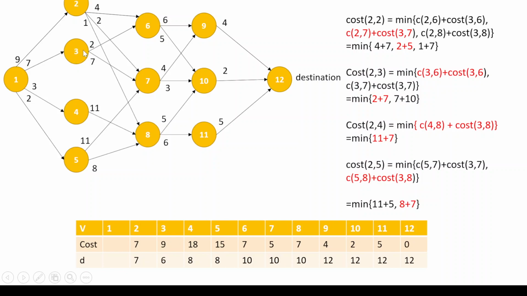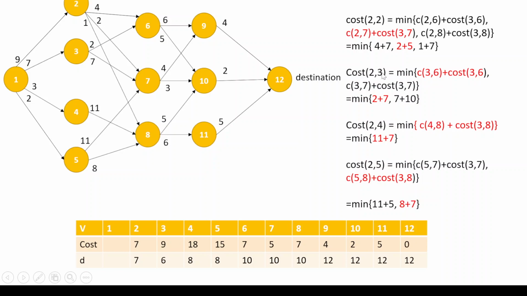Now similarly, I try for 3, cost of 2, 3, that is second stage, third vertex, is minimum of C of 3, 6. There are 2 edges, one is 3, 6 and another is 3, 7. So cost of 3, 6 plus cost of third stage 6th vertex, comma, the weight of this edge 3, 7 plus cost of third stage 7th vertex. Substituting, we get minimum of 2 plus 7 and 7 plus 10. 2 plus 7 is minimum, that is the first term is minimum, which says that the shortest distance is 7 plus 2, that is 9, and it is moving through 6th vertex.